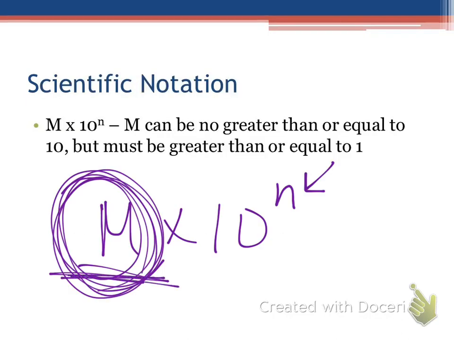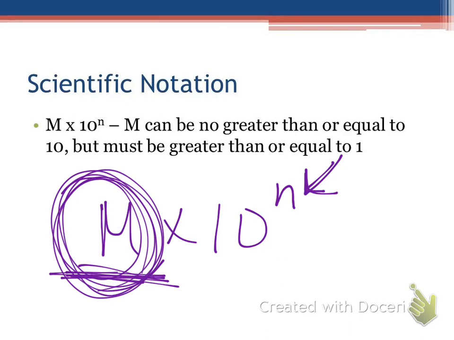Okay, this number is between 1 and 10. This exponent is positive if the number we're trying to express is greater than 10. It's negative if the number we're trying to express is less than 1. Okay, so scientific notation is a way for us to express really big and really small numbers. That's what it's used for.